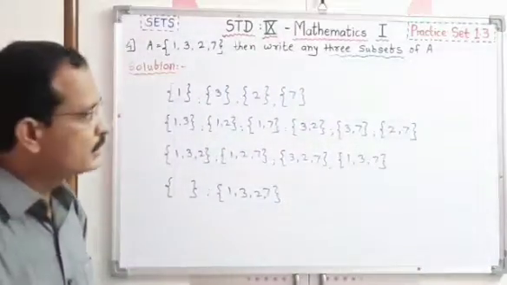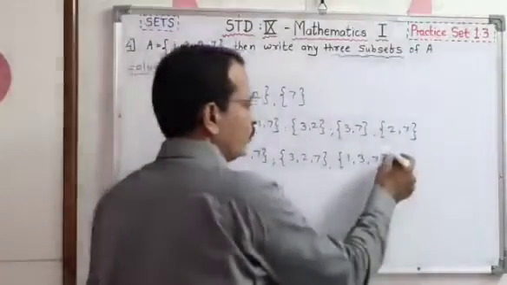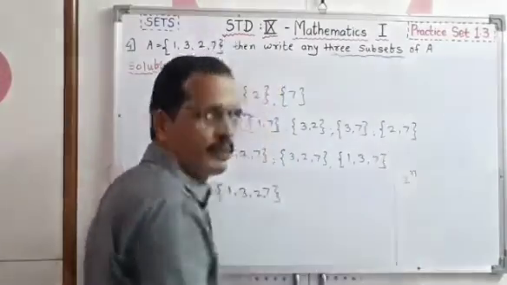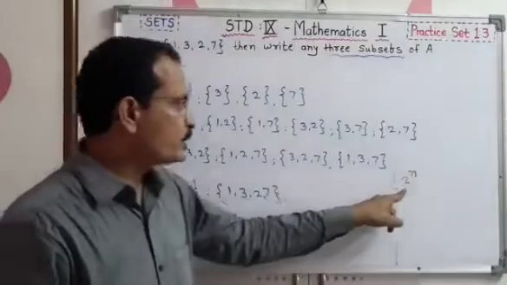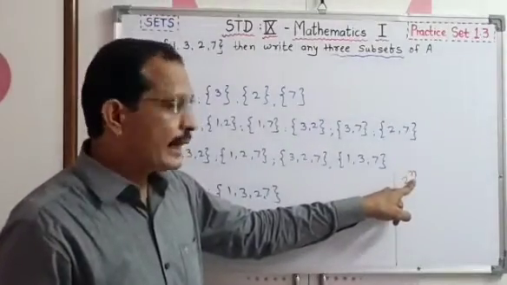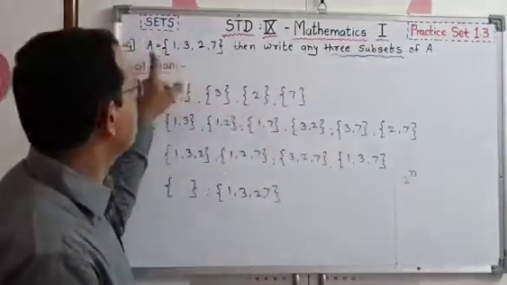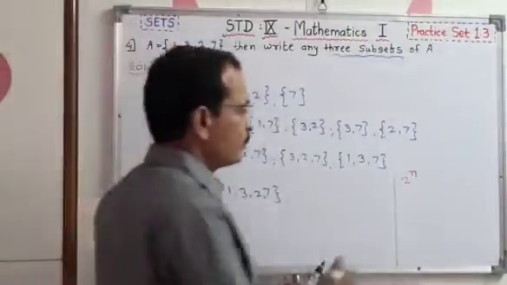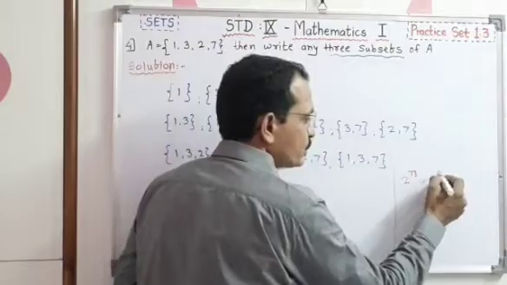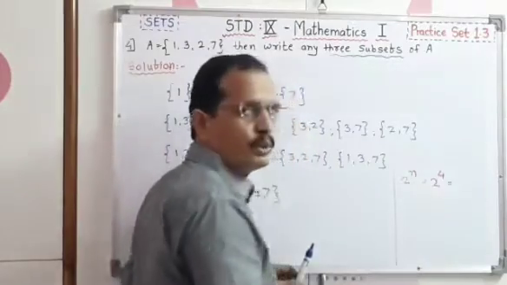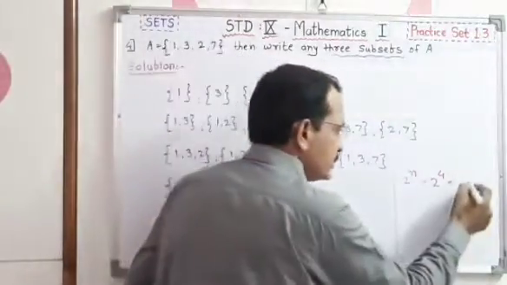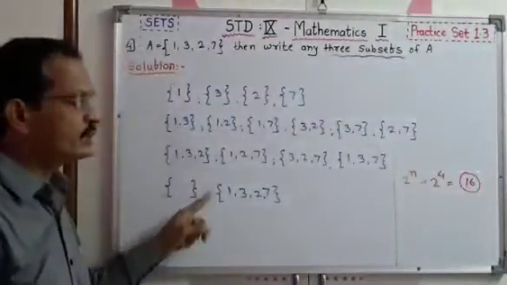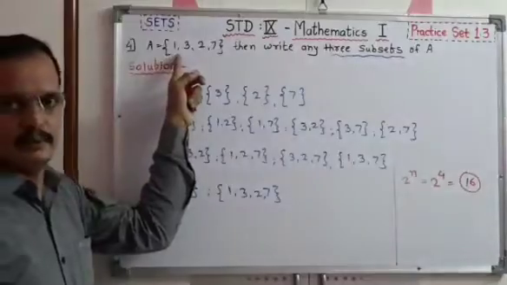Now how can I decide that this set has 16 subsets? For that purpose there is one trick. We have to use the 2 raised to n formula. This n means the number of elements in set A. In set A there are 4 elements. Therefore we have to write 2 raised to 4. And dear student, 2 raised to 4 is equal to 16. That means there are a total of 16 subsets we can write for this set A.